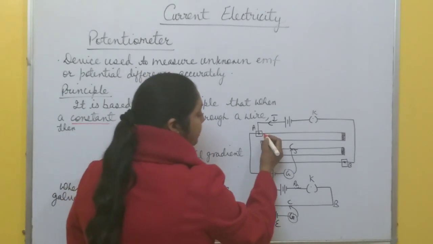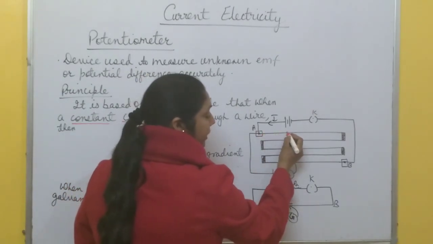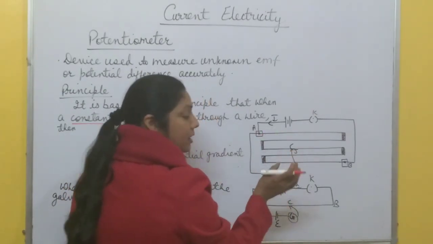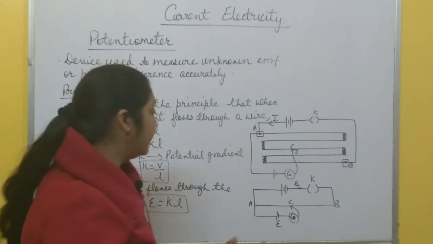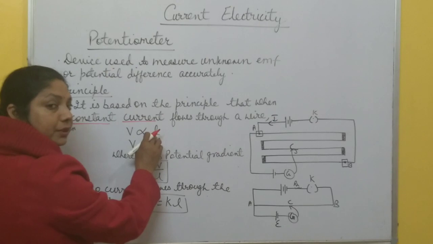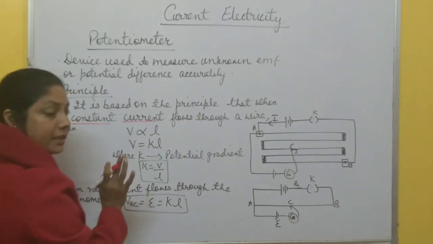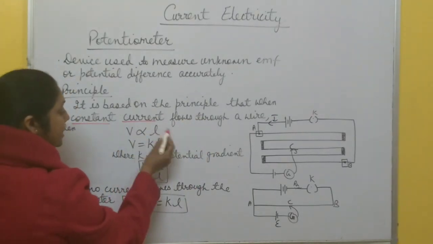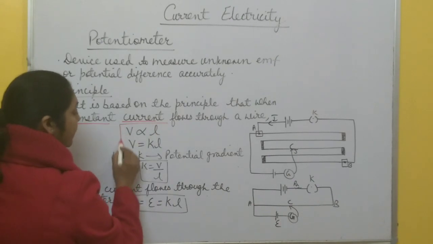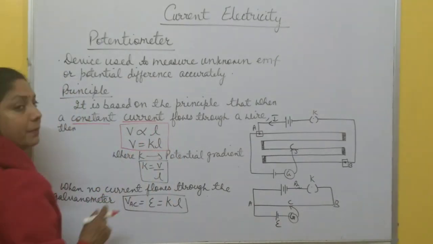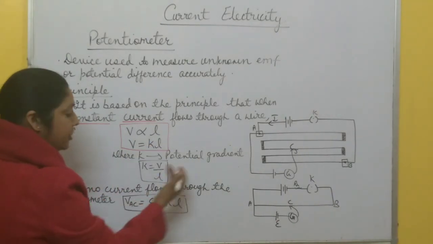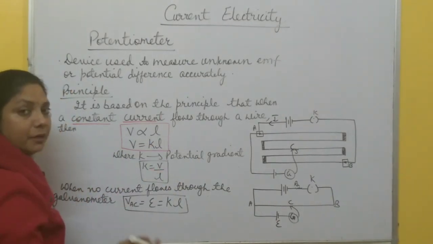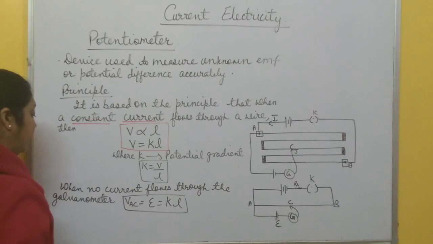Now as you move away from point A, its value decreases. So potential drop across any length of the wire is directly proportional to the length when constant current flows through it. So V is directly proportional to L, or V equal to KL. This is the main principle of the potentiometer, where this K is called potential gradient. It is equal to V by L, potential per unit length.